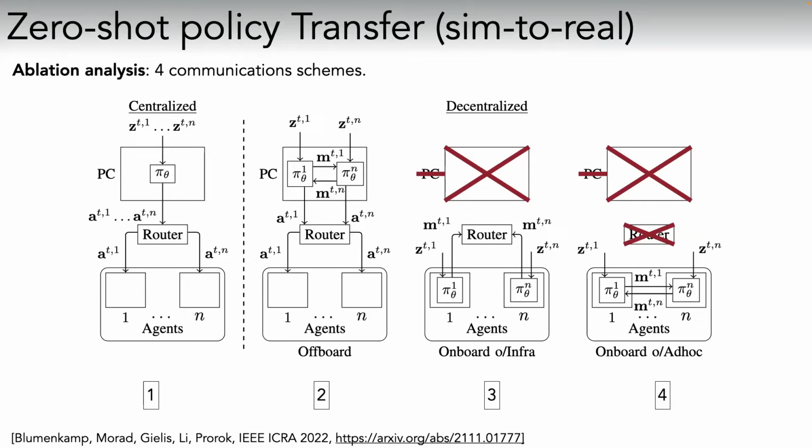So the first one corresponds to what happens in simulation. Everything is centralized on one computer, synchronous, and the actions are then computed on the centralized PC, say. The actions are then passed on to the router, and the router then distributes the action commands to the robots. So all the robots do is execute actions, but nothing is computed on board on the robots, okay? So that essentially corresponds to a simulated system, just that the agent is now embodied, but everything else is the same.